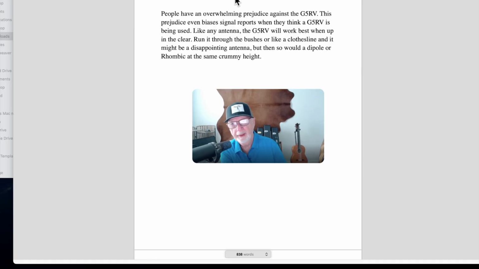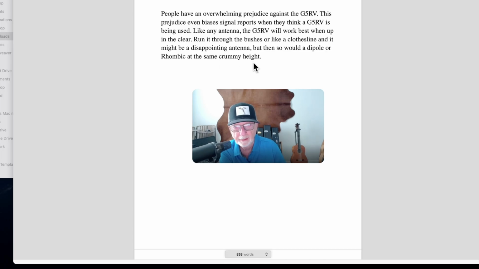But Tom is not all negative about the G5RV. "People have an overwhelming prejudice against the G5RV. This prejudice even biases signal reports when they think a G5RV is being used. Like any antenna, the G5RV will work best when up in the clear. Run it through the bushes, or like a clothesline, and it might be a disappointing antenna, but then so would a dipole or rhombic at the same crummy height."